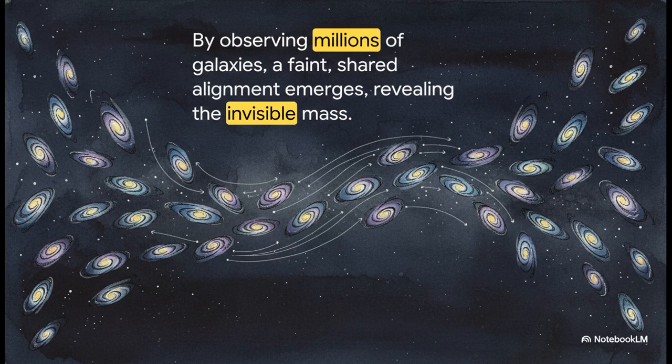But, and this is the genius of it, what happens when you look at millions of galaxies in the same patch of sky? Well, while each one is unique, any dark matter sitting in front of them will pull on them all in a slightly shared direction. All of a sudden, you can detect this faint collective alignment. That whisper becomes a roar of evidence for something massive and invisible that has to be there.